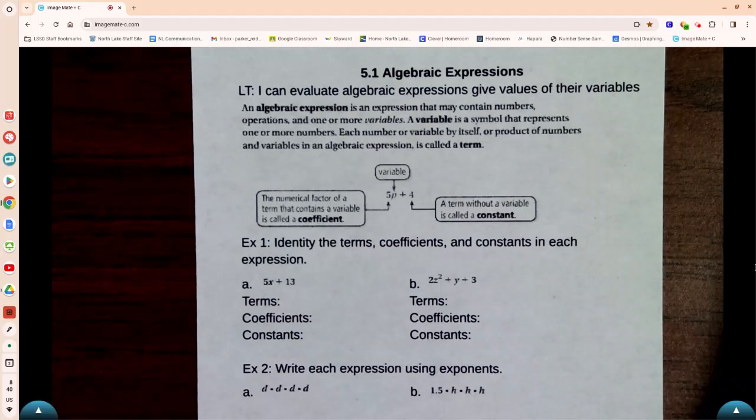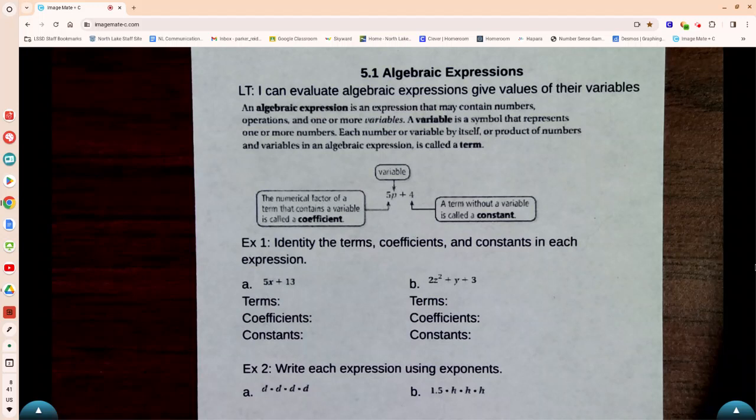It is about algebraic expressions. I'm going to say it one more time, and then I'm going to ask you to say it with me. Algebraic expressions. Say it with me. Algebraic expressions. A lot of people have a hard time with that word, so that's how you say it, algebraic.